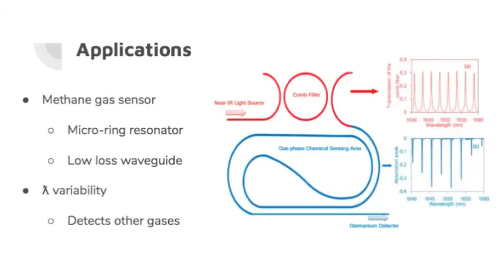A third application is a miniature methane sensor. This uses a low-cost near-infrared broadband light source with a micro-ring resonator that acts as a comb filter to match the methane absorption lines as many as possible. Light and methane interact with each other in the gas phase chemical sensing area, and the absorbed light is monitored by transmission resonant peaks of the micro-ring filter. The wavelengths can be adjusted to detect other gases.